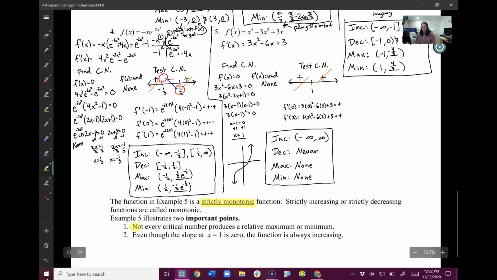Number one, not every critical number is going to give you a relative max or a relative min. Some critical numbers are not maxes or mins. So that's why we need to do a sign line every time. You do that sign line to see, is it a max, is it a min, or is it none? And example number 2, even though the slope at x equals 1, so the tangent line at x equals 1 is 0, the function is still always increasing.